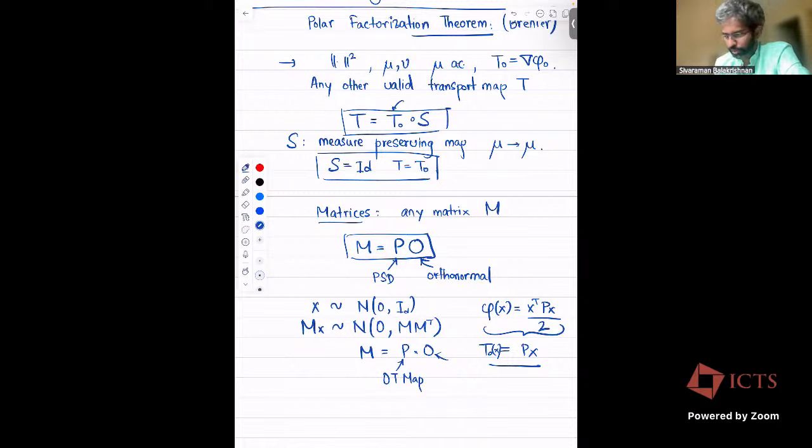Very good. Other questions? Just a small clarification. This holds under the same assumptions as Brenier's theorem, right? That mu is absolutely continuous and all. Okay, okay. Yeah, thank you.